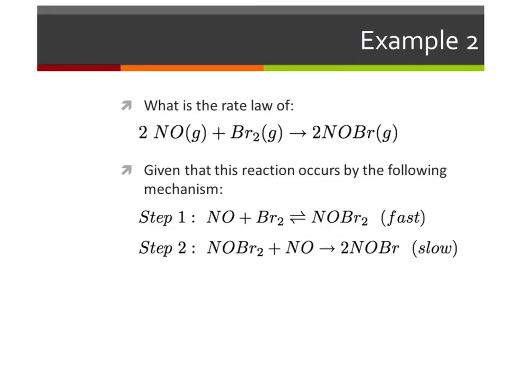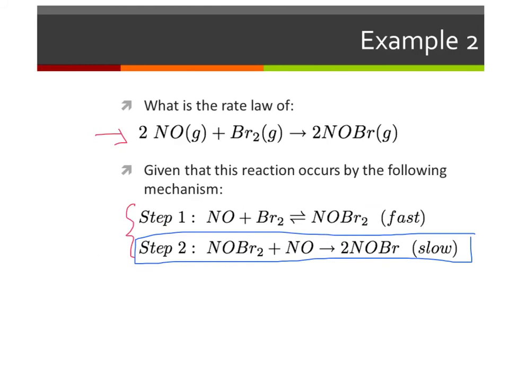It gets more complicated when our rate determining step is either the second or third step. So in this example, what is the rate law of this reaction given that the mechanism occurs over these two steps? Again, we're looking for a rate determining step, which is now step 2. If we were to write a rate law, the rate would equal the concentration of NOBr2 times the concentration of NO.